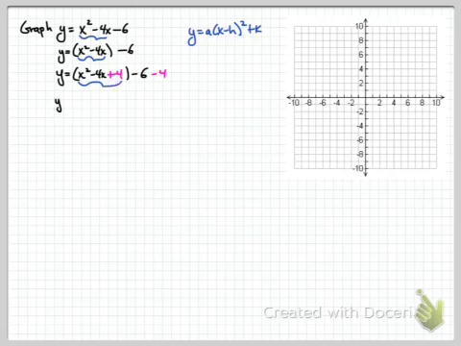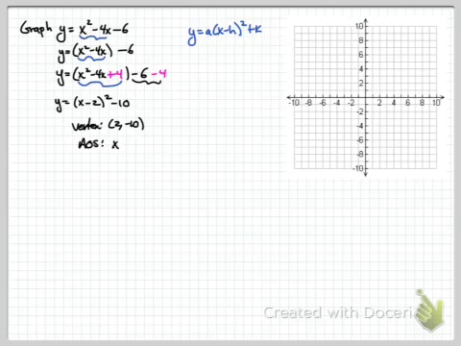Because now we can write this parabola's equation as y equals x minus 2 quantity squared, and these guys will add to minus 10. All right, check it out. We're in position to go ahead and graph this. We know what the vertex is. The vertex is the point 2 comma negative 10, and our axis of symmetry is the vertical line x equals positive 2.